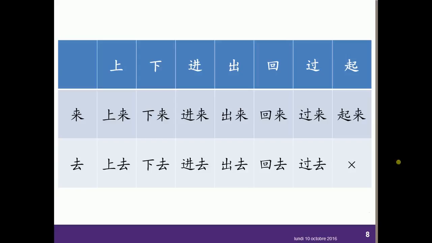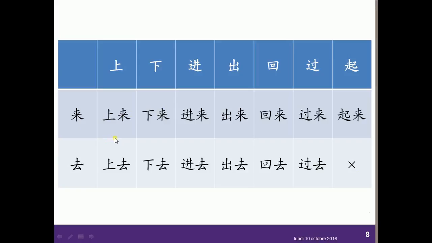So 回来 is come back, 回去 is go back. 过来, come over, 过去, go over. There's no 起去. This word completely doesn't exist. The reason why, I can show you in a picture. If you can repeat this with me, I'll give you the explanation. Okay, let's do it together. 上来，下来，进来，出来，回来，过来，起来，上去，下去，进去，出去，回去，过去，nothing.